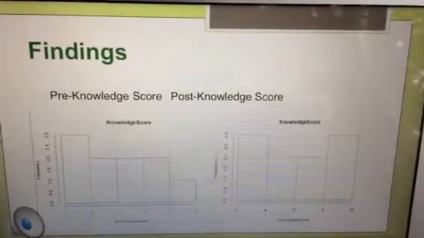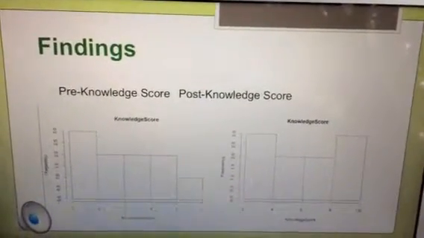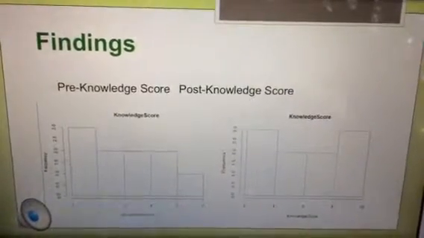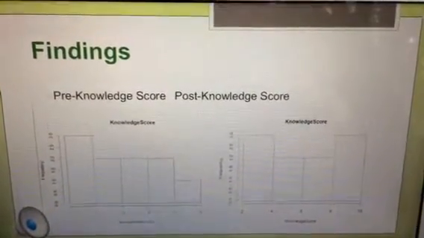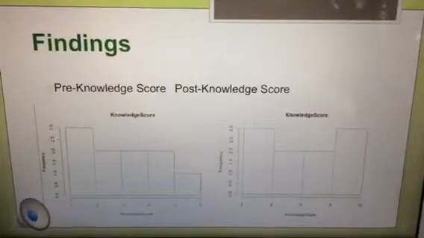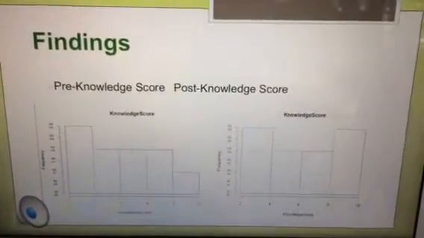Our findings indicate that Hispanic mothers who participated in the intervention had a significantly greater knowledge increase from pre to post scores compared to Hispanic mothers who were not part of the intervention, proving that our intervention was a success in terms of increasing knowledge.